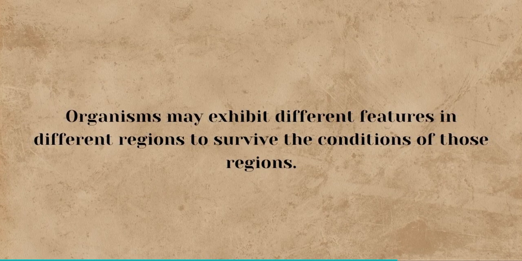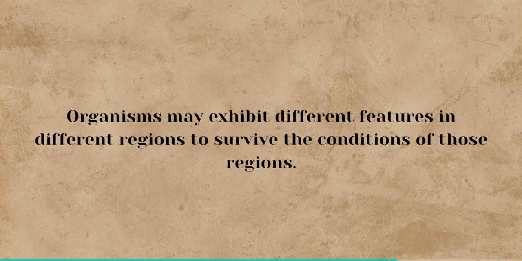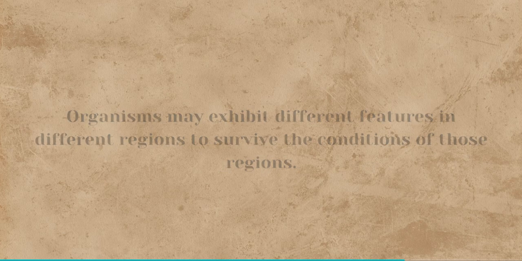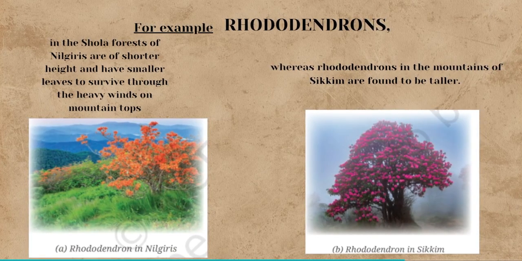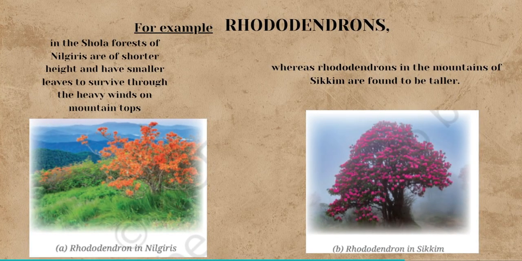Organisms may exhibit different features in different regions to survive the conditions of those regions. For example, if you look at the rhododendron varieties growing in Nilgiris and the other one growing in Sikkim. A rhododendron growing in the Shola forest of Nilgiris are of shorter height and have smaller leaves to survive through the heavy winds on mountaintops, whereas the rhododendrons in the mountains of Sikkim are found to be smaller.